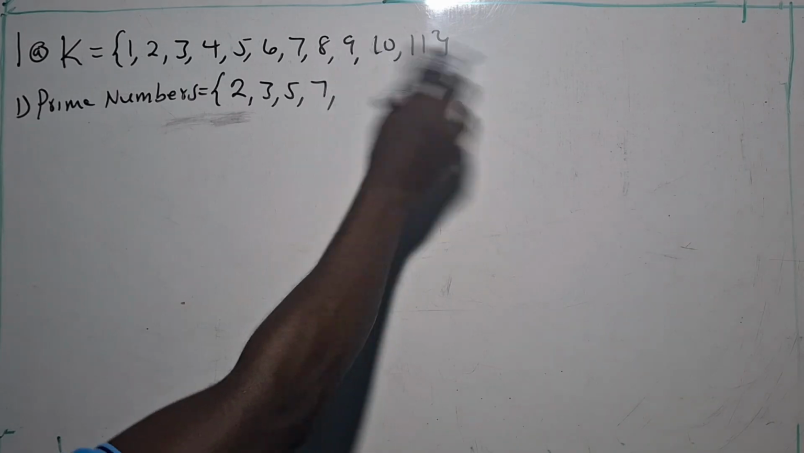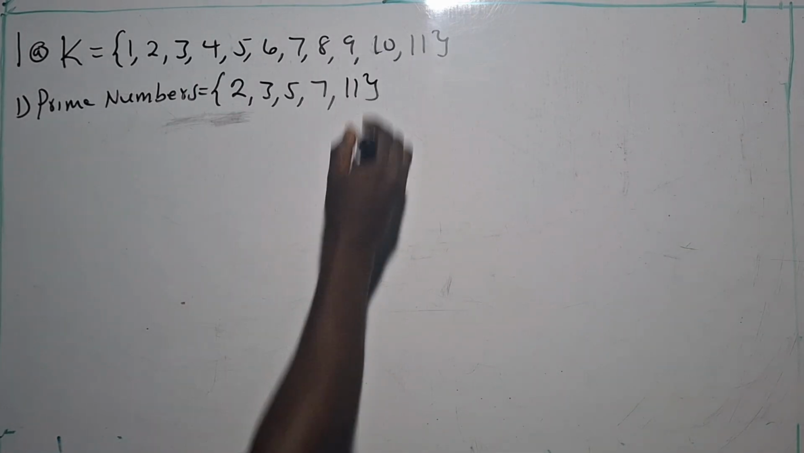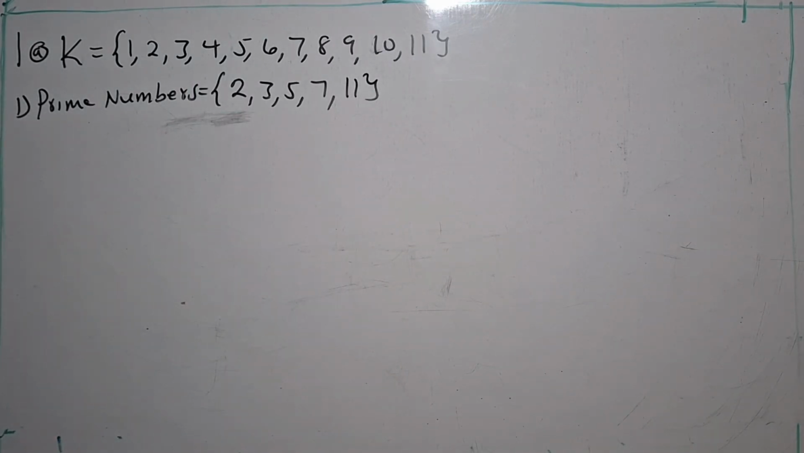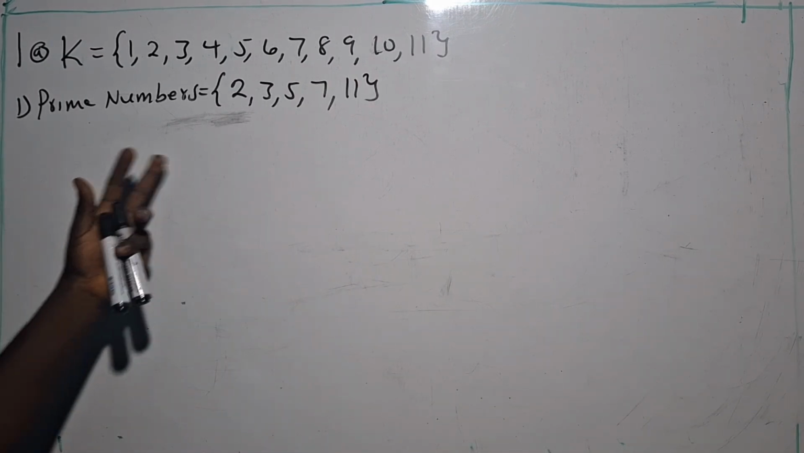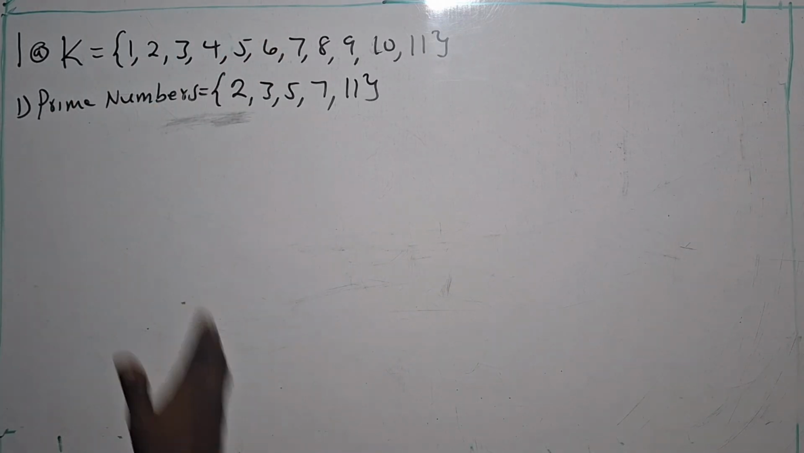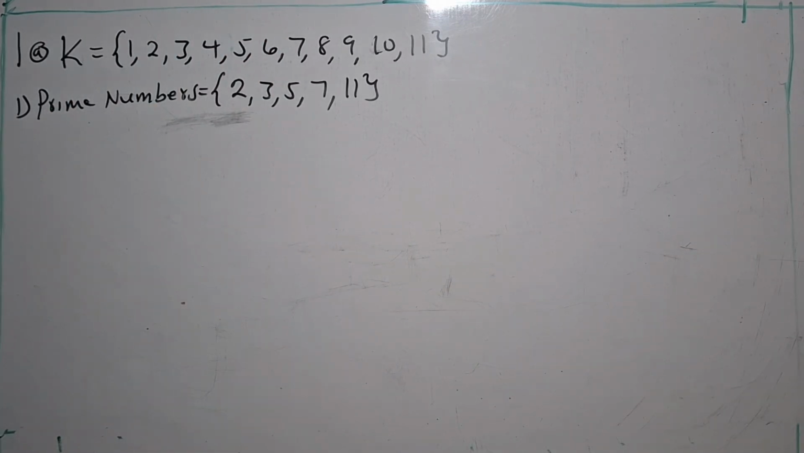10 is not a prime number, so our next prime number is 11. That's what I'm saying: the question was straightforward, and if you take your math lessons seriously, you'll be able to do it. So the prime numbers in the set K are 2, 3, 5, 7, and 11.